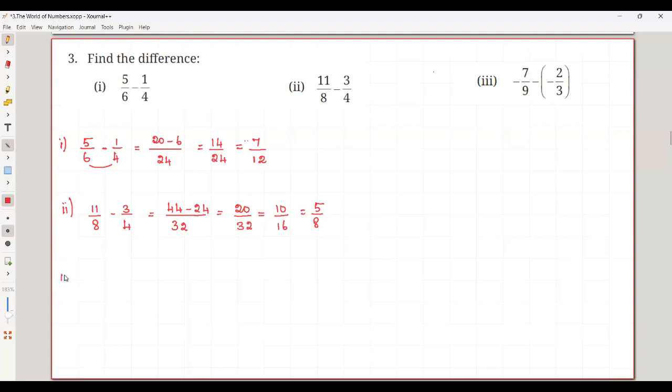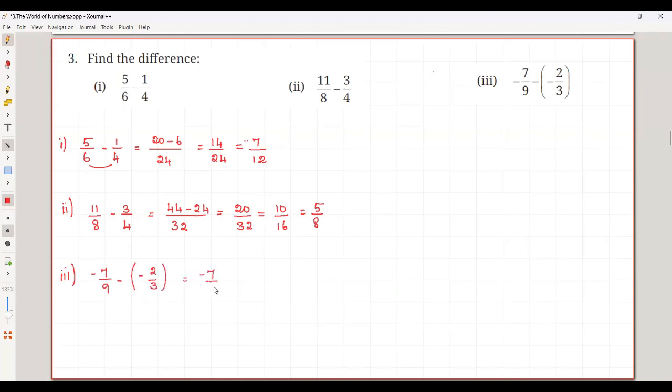Number 3. Okay, third question: minus 7 by 9 minus 2 by 3. First of all, you have to remove the bracket first.